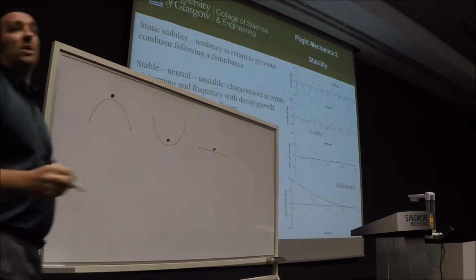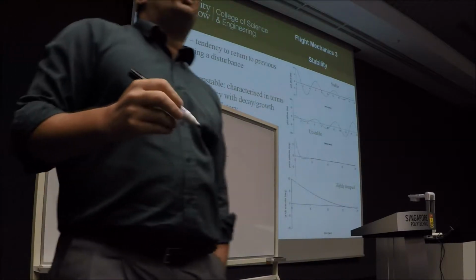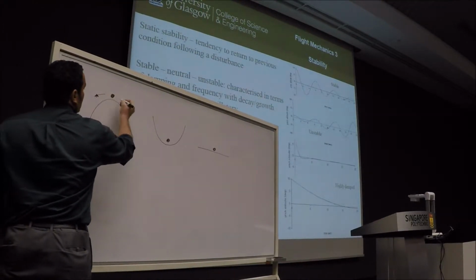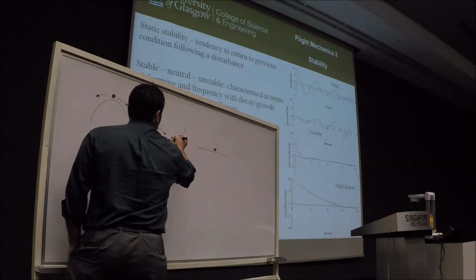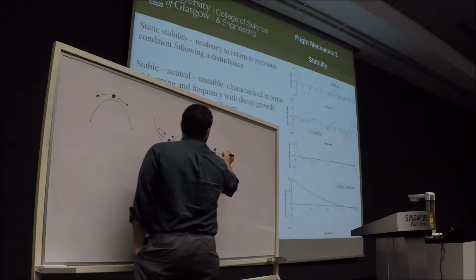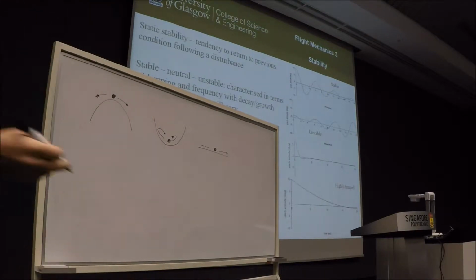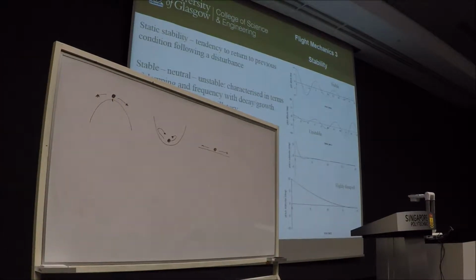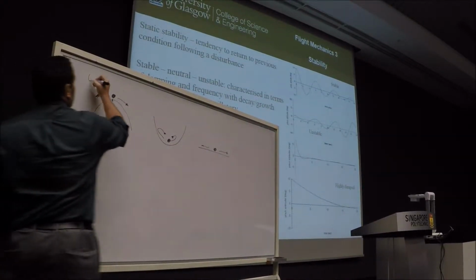Okay, you have a ball on a flat surface, in a bowl, and on top of an upturned bowl, and you give it a small push. And what happens following the push? In this case, if this is our equilibrium condition, the ball will move further away. Okay? It will not be in equilibrium anymore. So this configuration is unstable.